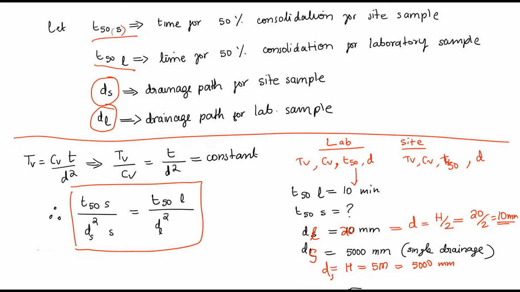Now we have seen that both Tv and Cv are the same for both samples. So we have to deal with only T50 and D, the drainage part. Okay, so we found that Tv by Cv are the same. So from this equation, we can write that Tv by Cv is a constant, which implies that T50 by D square will be a constant. So we have reached equation number 1, that is, T50 of the site sample by the drainage path square of the site sample should be equal to T50 of the lab sample by the drainage path square of the lab sample.